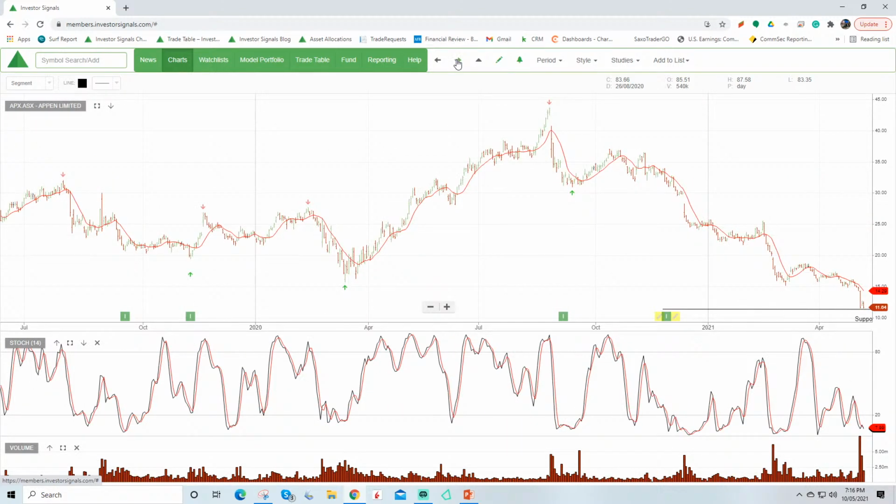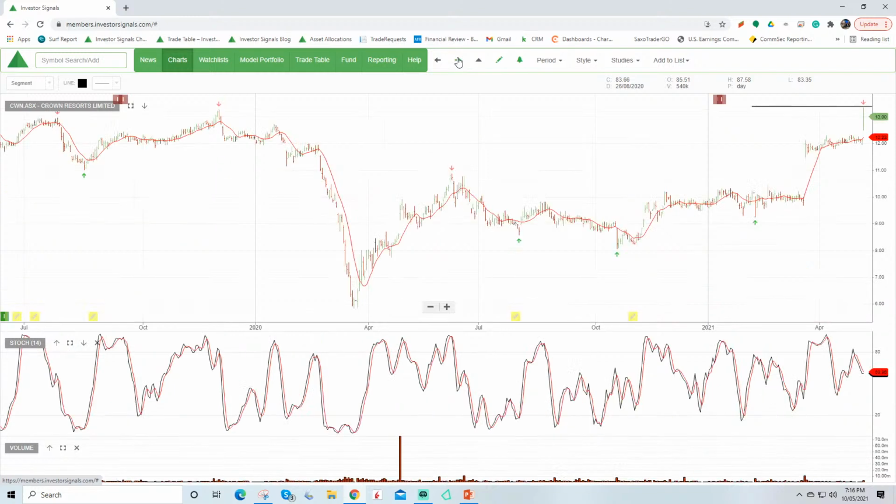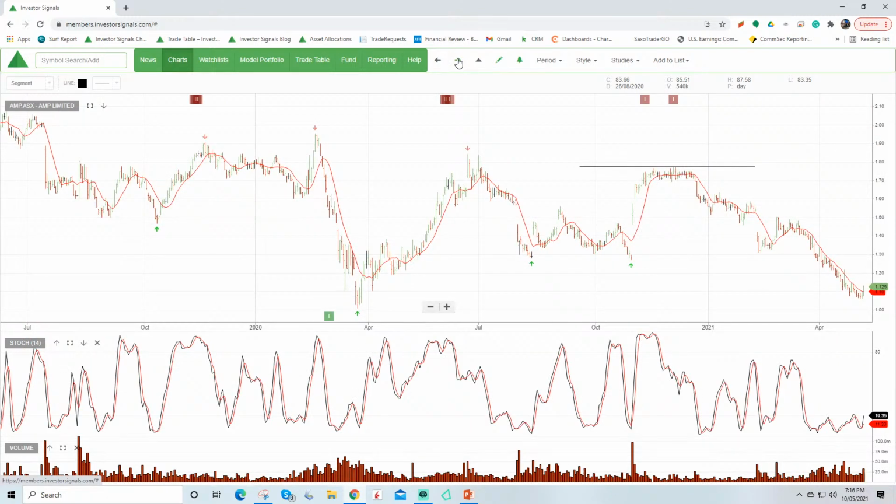Appen Group, we've seen earnings downgrades there. A2 Milk, we've seen earnings downgrades there as well, and I'll continue to update you on the blog. But we're actually sticking with A2 Milk for the time being, and there we are back to Crown. What we've done now is shift from stocks under buy conditions into stocks that are under sell conditions.